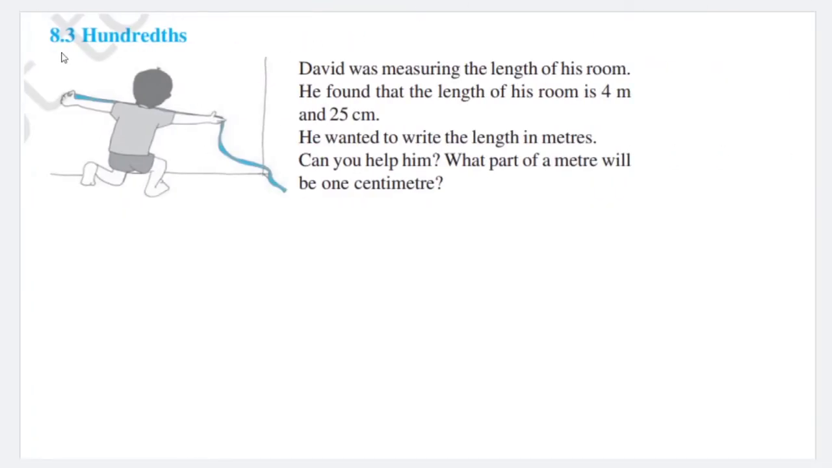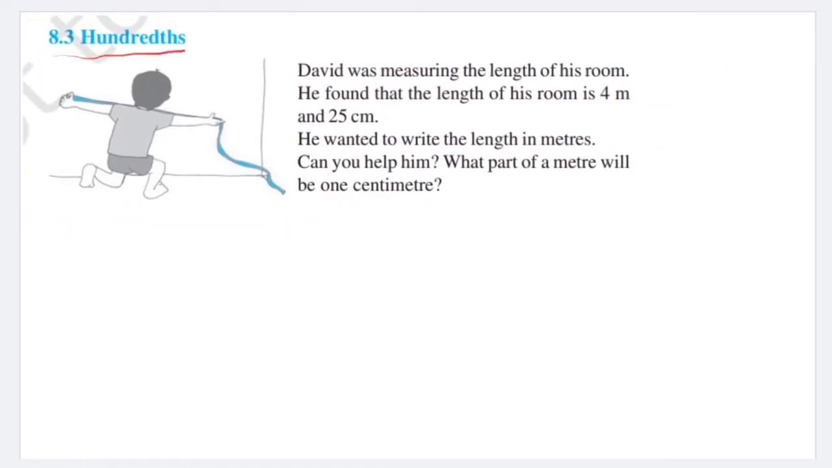Today we are going to see about hundredths. What is a hundredth? It means 1 by 100. We will see an example. David was measuring the length of his room. He found that the length of his room is 4 meters and 25 centimeters. He wanted to write the length in meters. Can you help him? What part of a meter will be 1 centimeter? We will see that now.